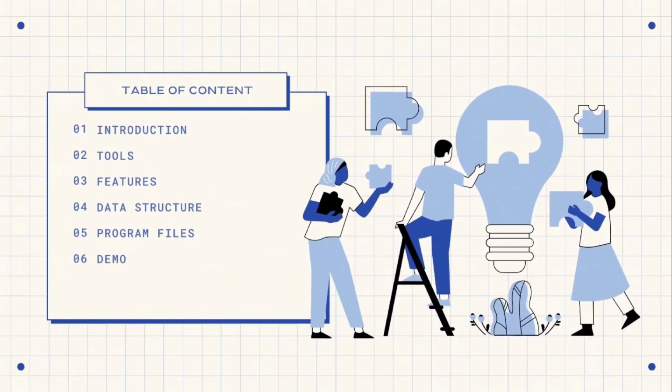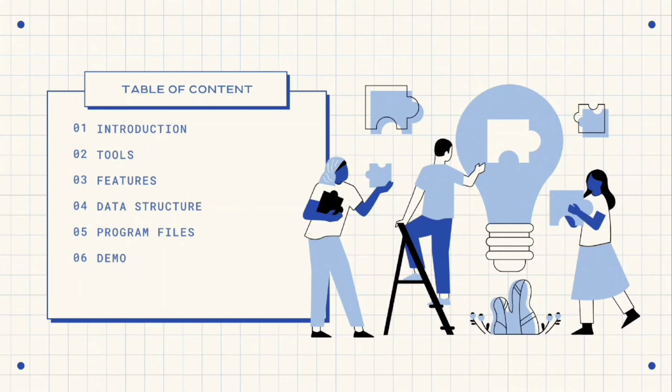And move on to the table of the content. One is for introduction on what is attendance record system. Two, for tool that we use in our project. 3 that is feature that we implemented in our source code, and 4 is for the data structure that we use to write our code in there, and 5 is our program file which included in the header file, and 6 is for the code demonstration.